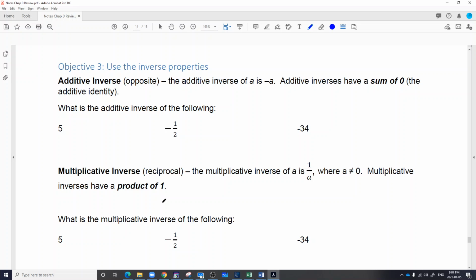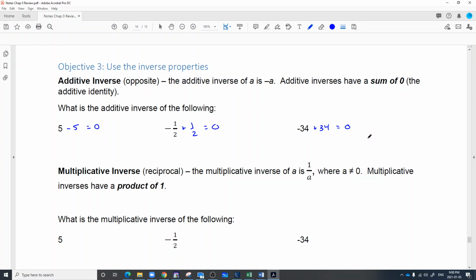The third property is the inverse property. There's the additive inverse, which, if you didn't see that, you didn't have to do one of the objectives. I think in R.1 maybe you might have already talked about additive inverse, but additive inverses always have a sum of 0. So for example, if I have a 5, the additive inverse is -5 because that will give me 0. If I have -1/2, the additive inverse is +1/2 because that would give me 0. If I have -34, the additive inverse is +34 because that would give me 0.